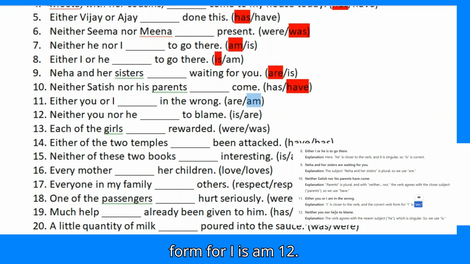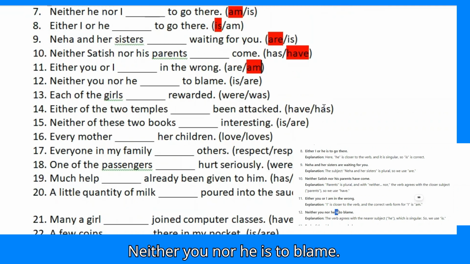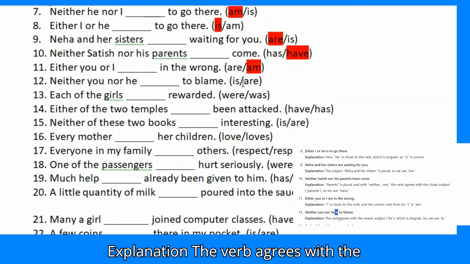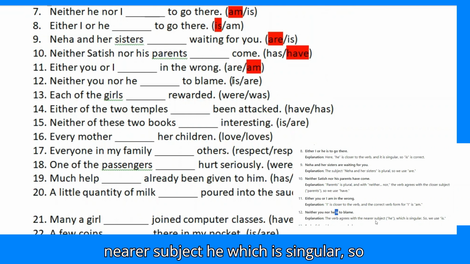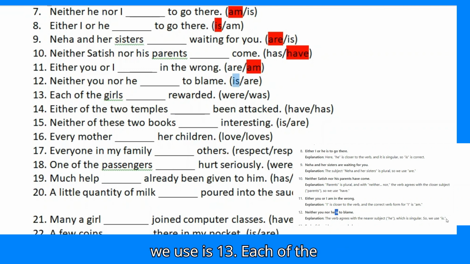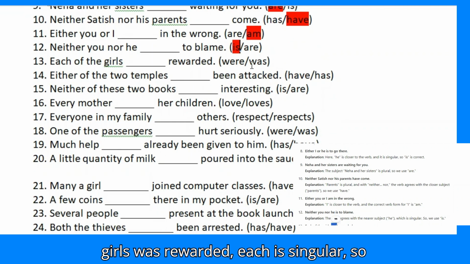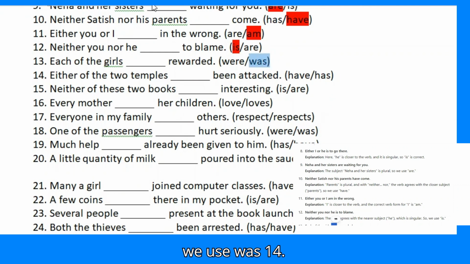12. Neither you nor he is to blame. Explanation. The verb agrees with the nearer subject he, which is singular, so we use is. 13. Each of the girls was rewarded. Each is singular, so we use was.